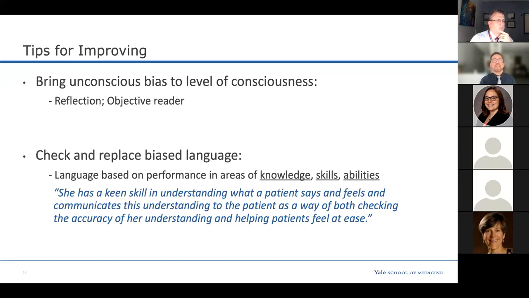And the second is to check and replace biased language. So really focusing on language based on performance in areas of knowledge, skills, and abilities. And we really didn't see a lot of that across the board in the evaluations terminology that we looked at just a minute ago. So even if you do want to point out some personality traits or some really nice and good things about the trainee, maybe couch those personality traits or those really good characteristics in terms of competency and skill.